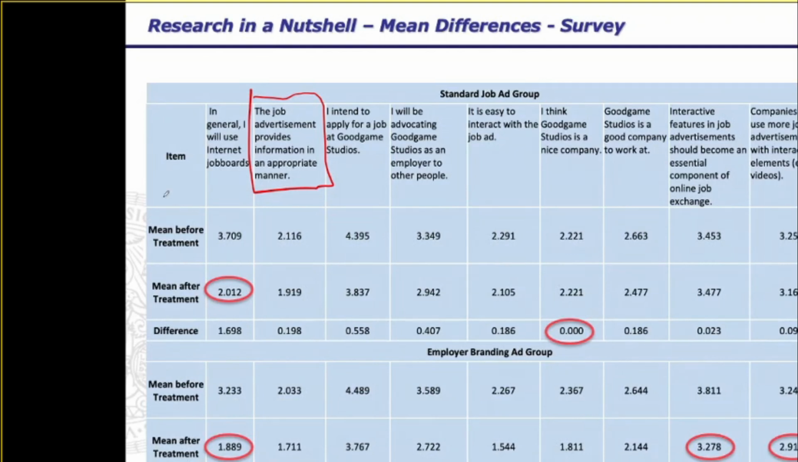The first group, the upper items, are for the ones with the standard job app without all those pictures, videos, and stuff like that. And the second was the employer branding app. You see, there was an increase.